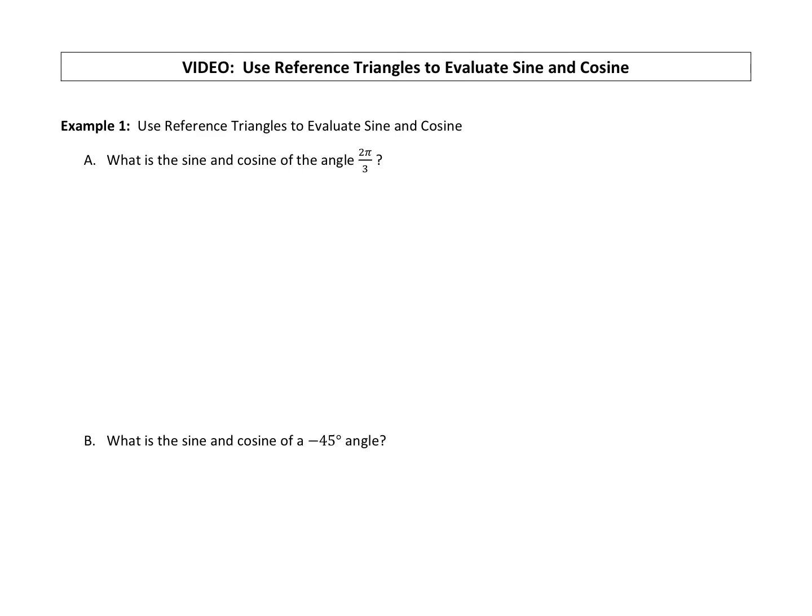All right, in our first example, we're going to use reference triangles to evaluate sine and cosine of different angles. So what is the sine and cosine of the angle 2 pi over 3? Let's start by drawing the angle 2 pi over 3 with our unit circle. I'm going to draw this kind of bigger.